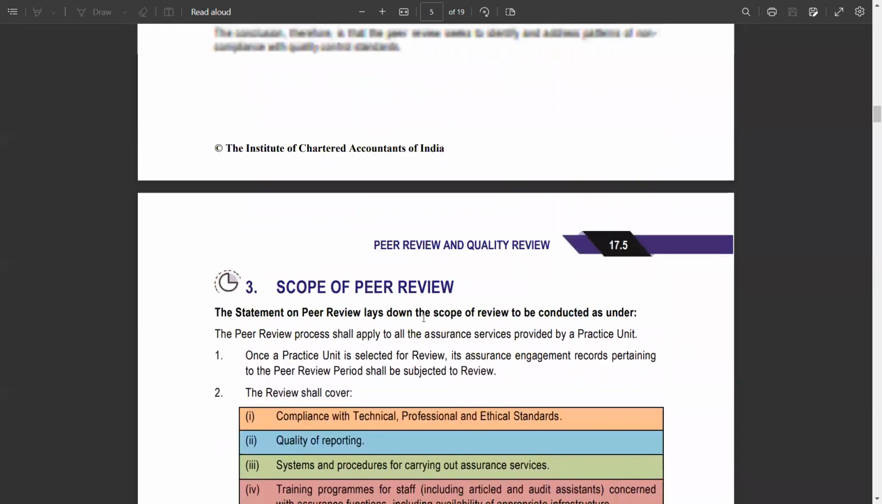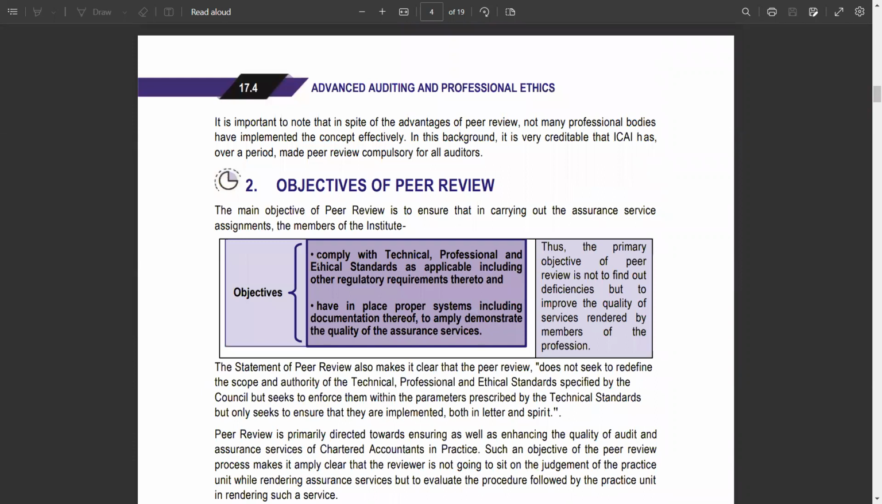The scope of peer review and objectives of peer review are somewhat the same. The objective is simply to comply with the technical, professional, ethical standards and have in place proper systems, including documentation thereof, to amply demonstrate the quality of assurance services. So you have to properly document your systems and procedures, what you are following in your organization, so that there is a basic document through which you can demonstrate that you are maintaining quality, or through which the peer reviewers can check that yes, the practicing unit is maintaining quality.